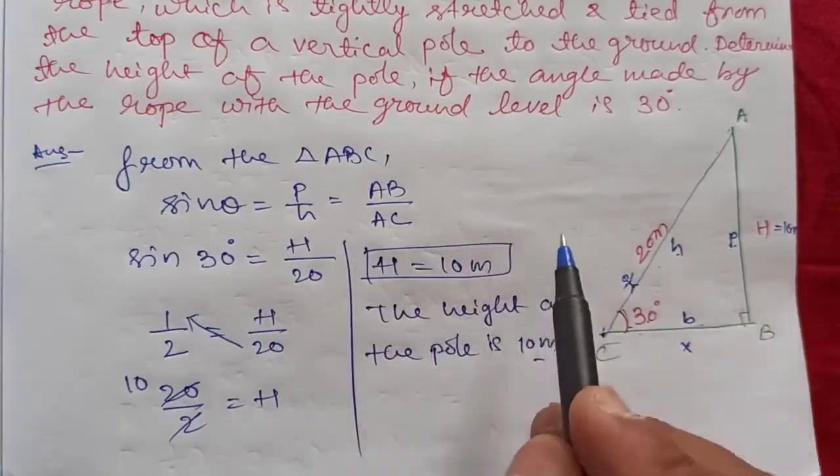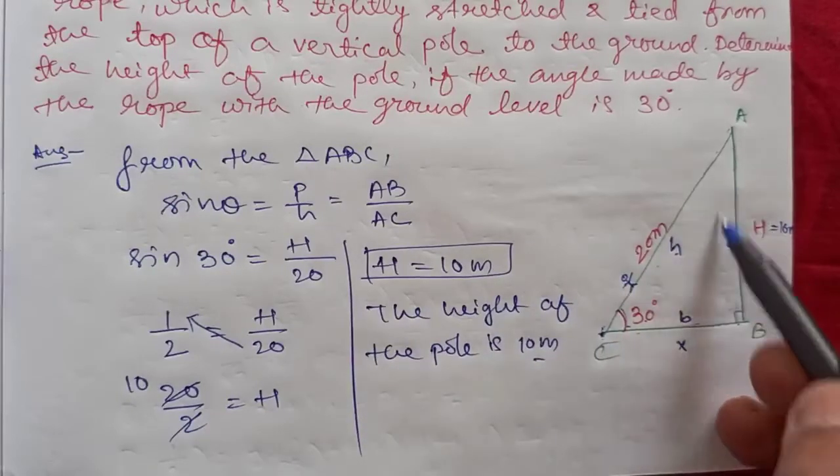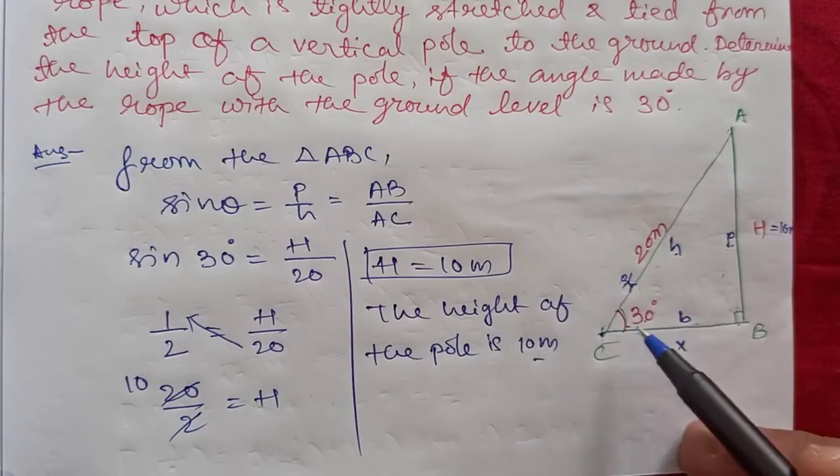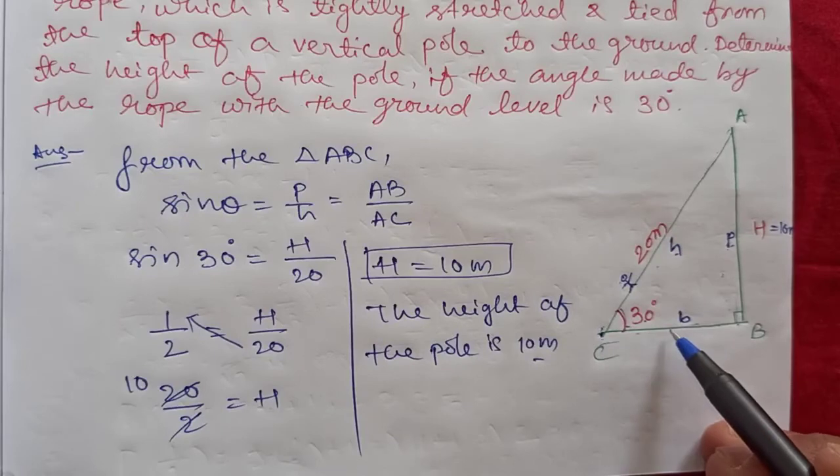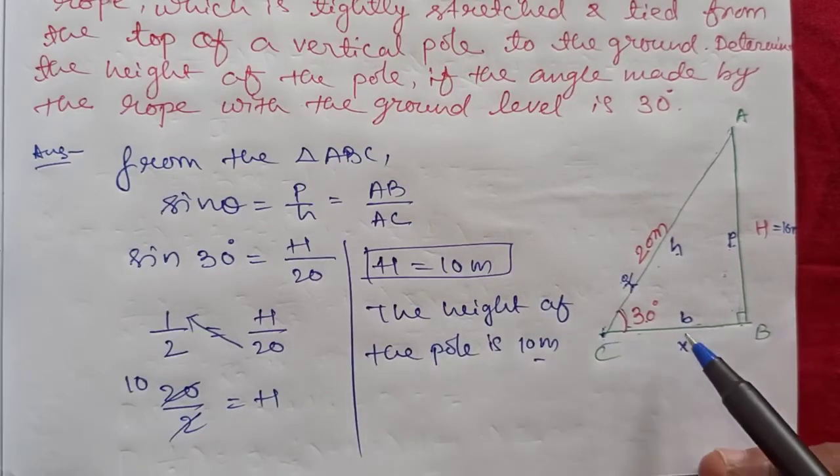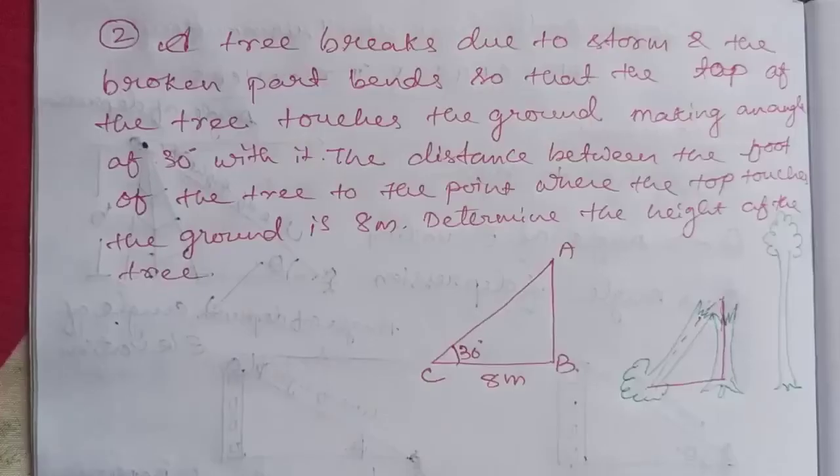In this way you can easily find out the value of the height of the pole, or the length of the rope, or how much distance it is tied. Getting to the next question. Now question number 2.